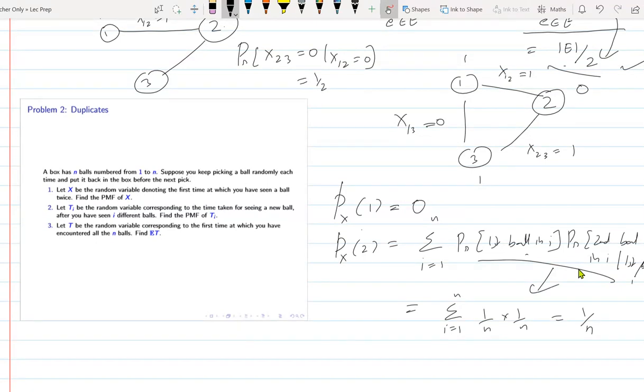Fine. So this is not a question. What is the PMF of X? What is the probability that X equals i, that you will only see the repetition at the ith instant?